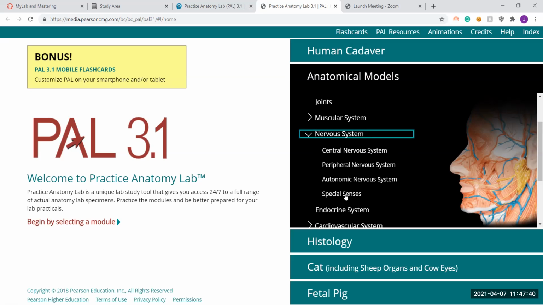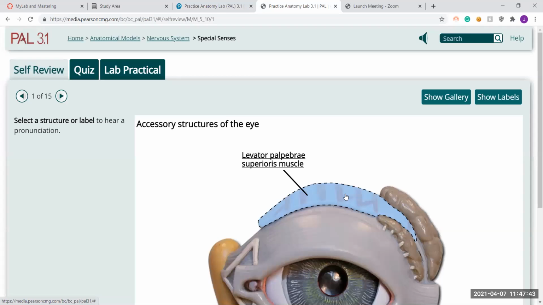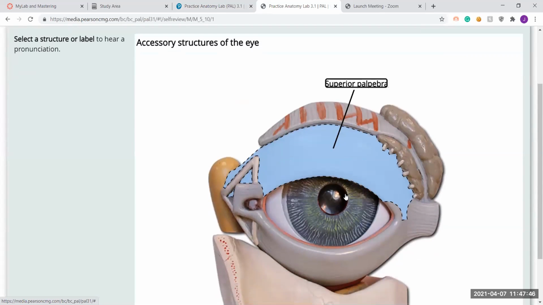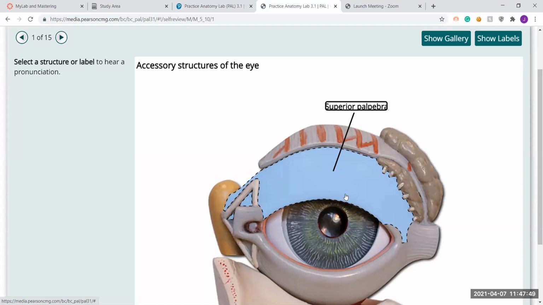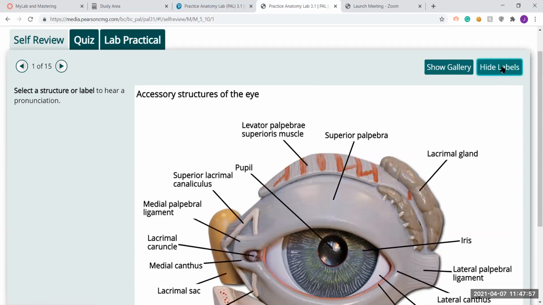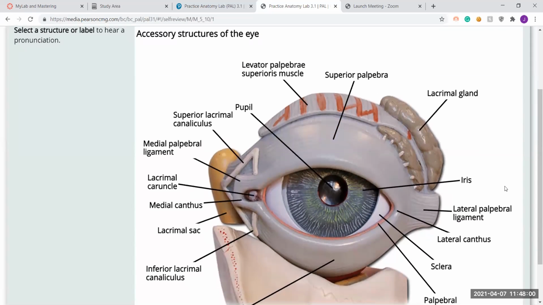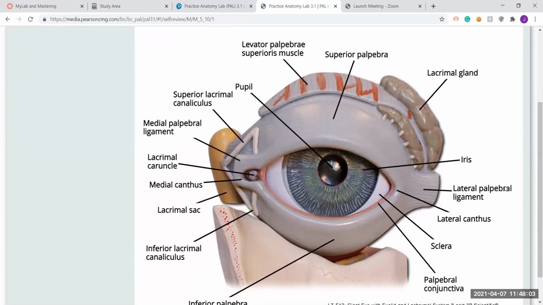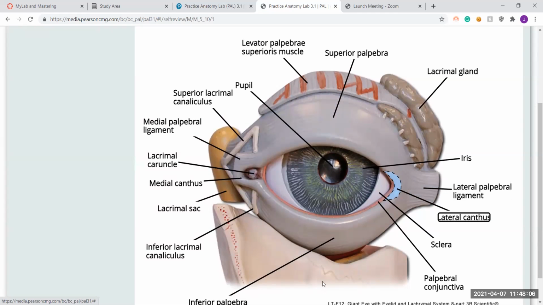nervous system, special senses. Okay, so in the special senses, the first structure we're going to see is the accessory structures of the eye. So you want to start with showing the labels first, and you can see the general structure of the eye and all the labels. So this is the lower part of the orbital cavity bone here, and then you have the eye. In the eye, you see this is the lateral portion of the eye. You see the lacrimal gland under the bone above your eyelid.